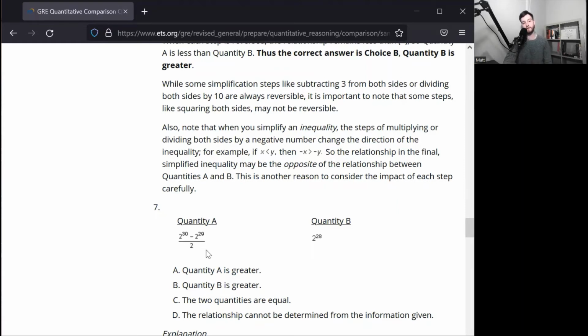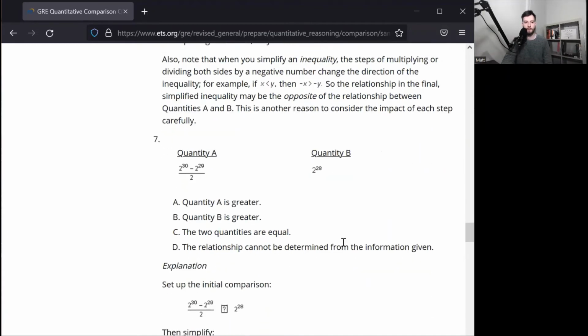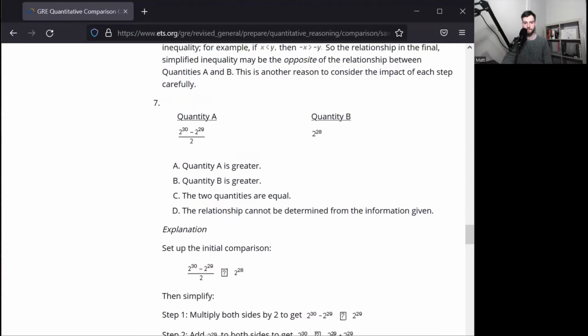If you multiplied the left side by 2, obviously you'd be getting rid of the division. You would be left with 2 to the 30 minus 2 to the 29. If you multiply 2 to the 28 times 2, 2 to the 28 is essentially 28 2s written in a row multiplied by each other. If you add another one on the end, this is just 2 to the 29. So this is 2 to the 30 minus 2 to the 29 on quantity A, and then we're comparing it to 2 to the 29 on quantity B. I think they do that. Yes, they do that here.